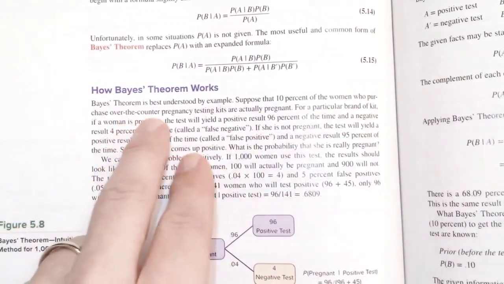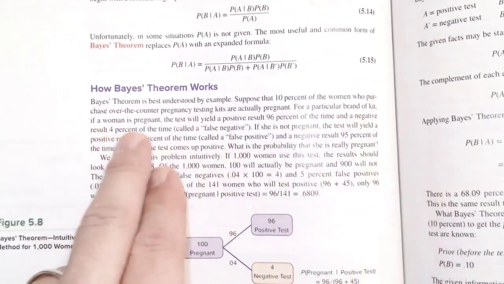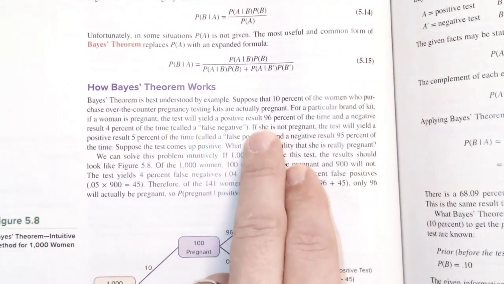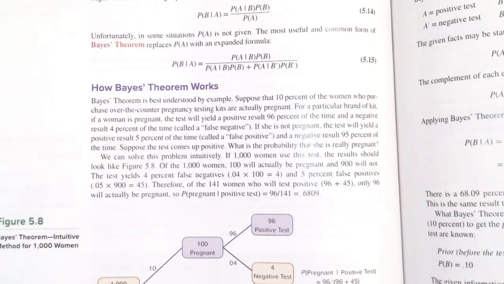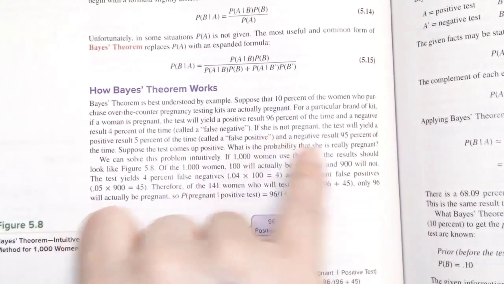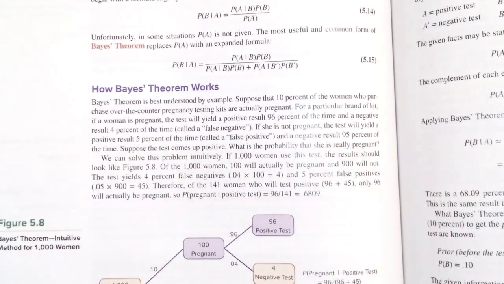10% of the women who purchase an over-the-counter pregnancy testing kit are actually pregnant. For a particular brand of kit, if a woman is pregnant, the test will yield a positive result 96% of the time, and a negative result 4% of the time. That means a false negative: somebody comes up, the test says I'm not pregnant, but they actually are. If she's not pregnant, the test will yield a positive result 5% of the time, a false positive, and a negative result 95% of the time. A woman buys the kit, takes it, and the test comes up positive. What's the chance she's really pregnant?